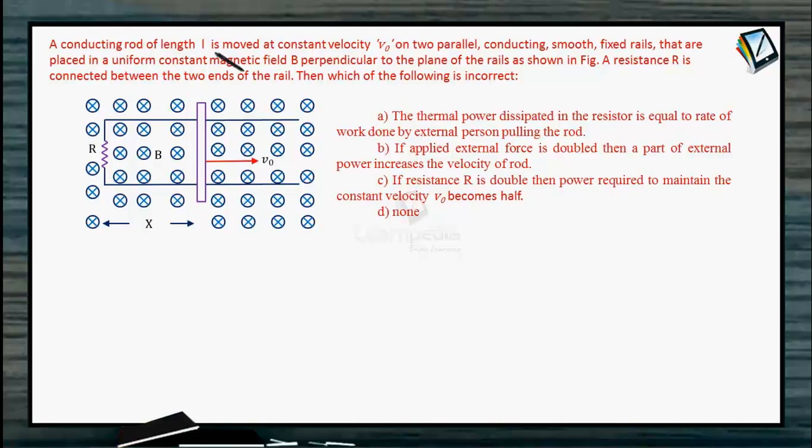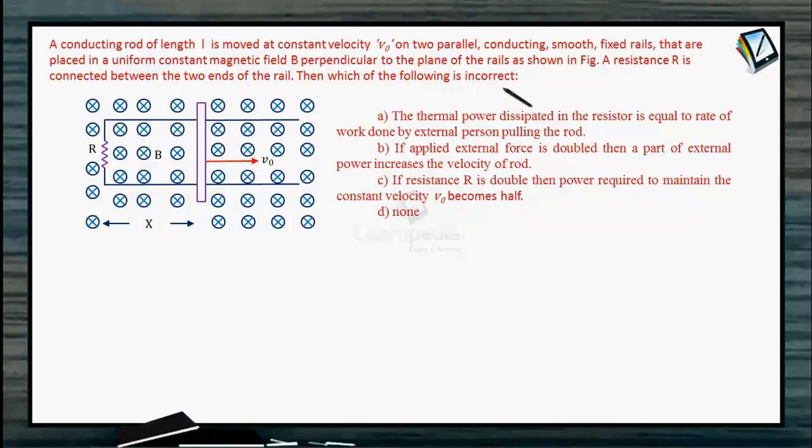A conducting rod of length L is moved at a constant velocity v0 on two parallel conducting smooth fixed rails that are placed in a uniform constant magnetic field B perpendicular to the plane of the rails as shown in the figure. Here an inward magnetic field is given. A resistance R is connected between the two ends of the rails. Here these are the two rails, and one end is connected through this resistance.